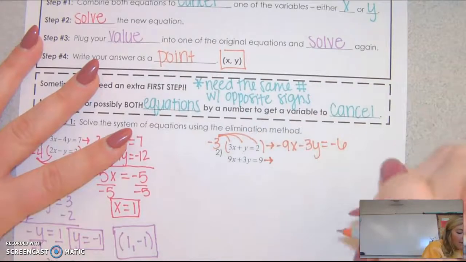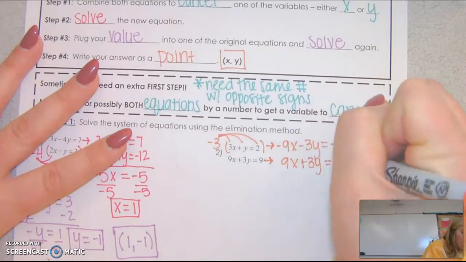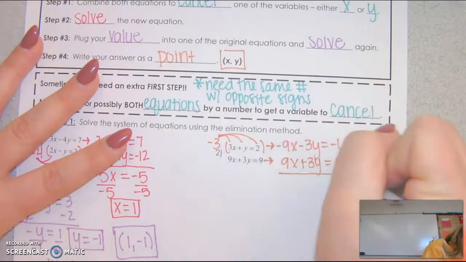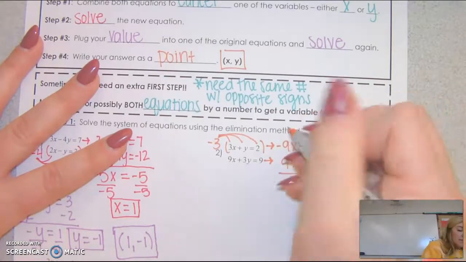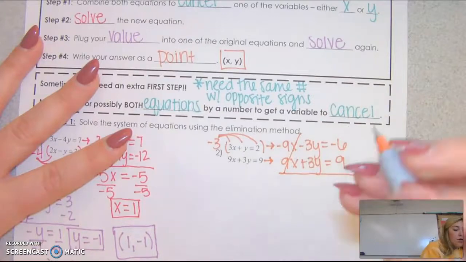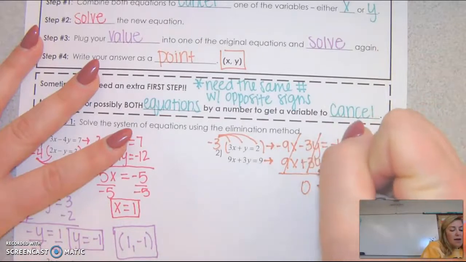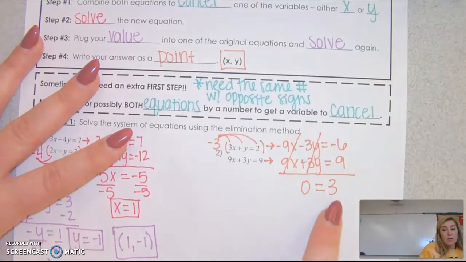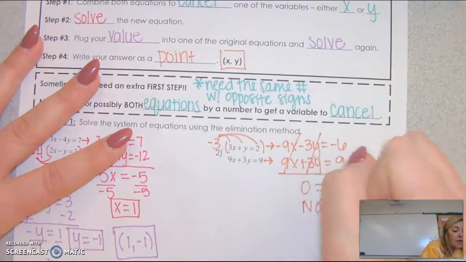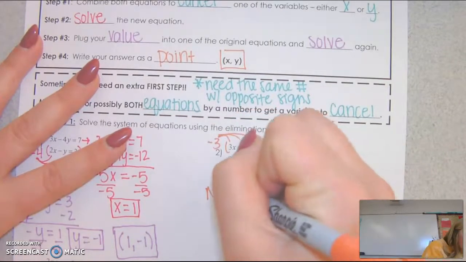And then I'm going to rewrite the bottom equation. So I have 9x plus 3y equals 9. Now, I need to combine like terms going down. -9x plus 9x is 0. Those cancel. I know my y's cancel because that's what I wanted. So on the left side of the equal sign, I have a 0. And then -6 plus 9 is 3. So now I need to ask myself, does 0 equal 3? That no, which means my answer is no solution.